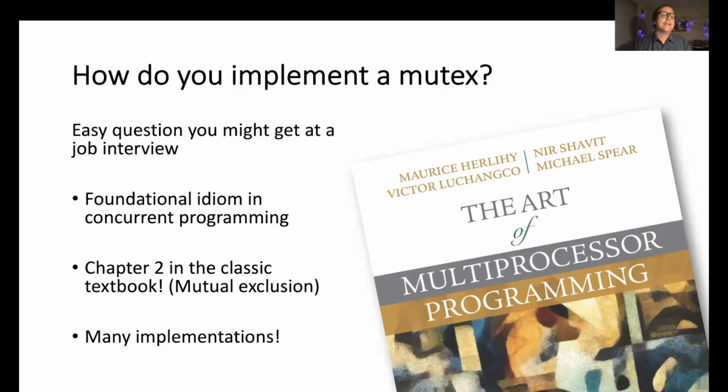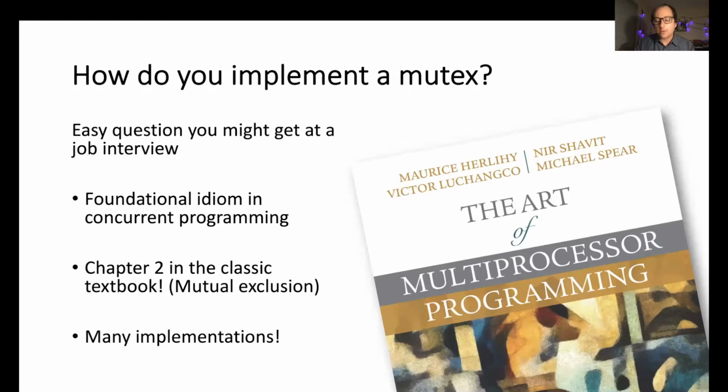Now, if you've done any sort of concurrent or parallel programming, this should be a pretty straightforward question. And why is that? It's because mutexes are foundational idioms in concurrent programming, so much so that in the classic textbook, The Art of Multiprocessor Programming, Chapter 2 is devoted to mutual exclusion and mutex implementations. So this is chapter 2, right after the introduction. And you would find many different implementations in this book with many different properties.